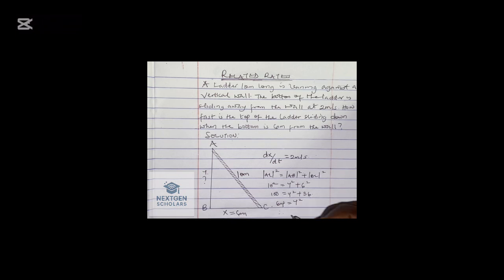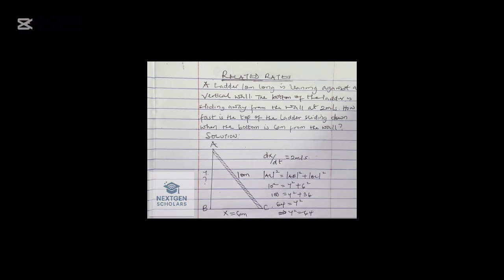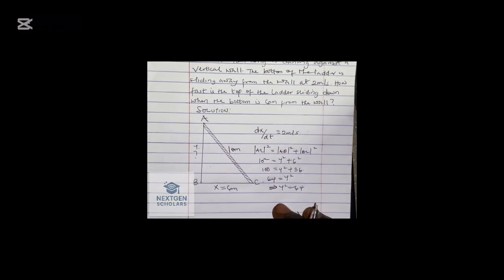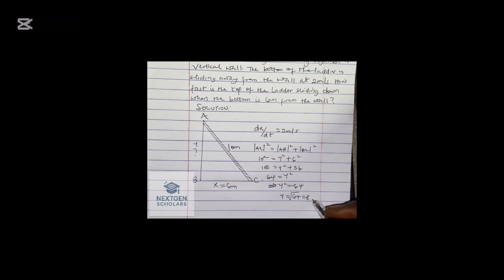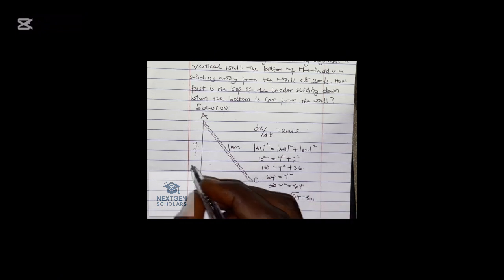This implies that y squared is equal to 64. By taking the root of both sides, we have y equal to the square root of 64, which is equal to 8 meters. So here is equal to 8 meters.